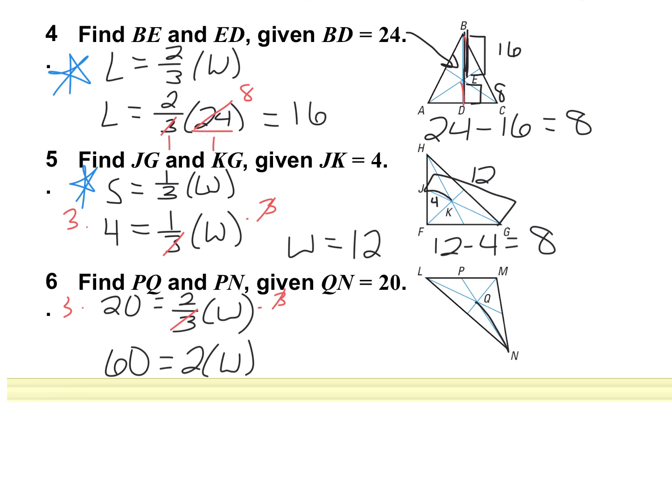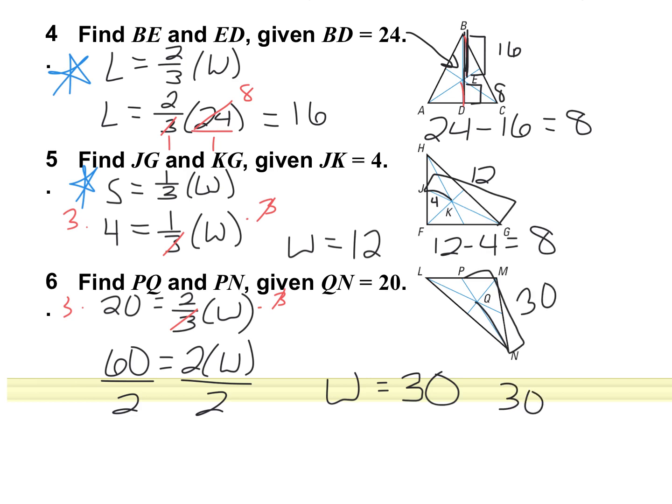So now how do I get rid of that 2? Divide by 2. So I have W equals 30. Okay. Yes, because what did that just give us? The whole. So now we want to subtract to find the missing part, right? So this one is 10.